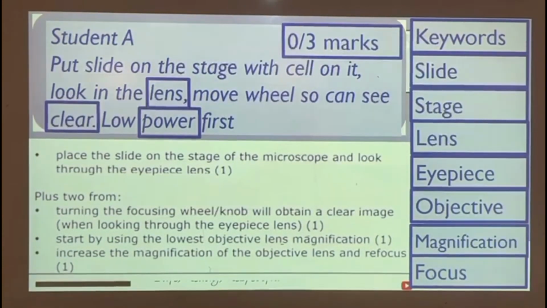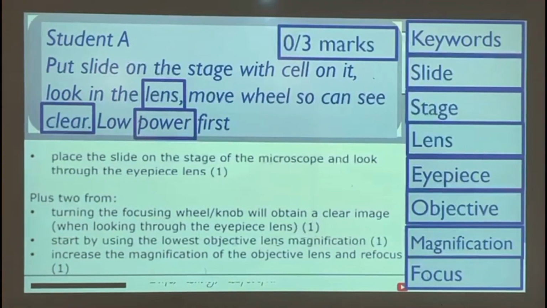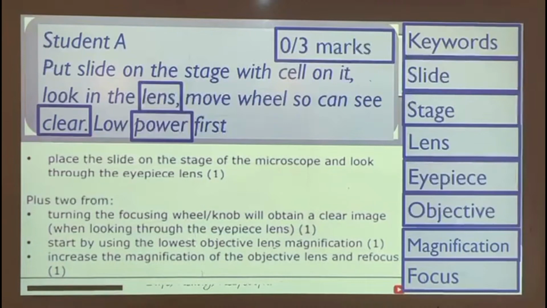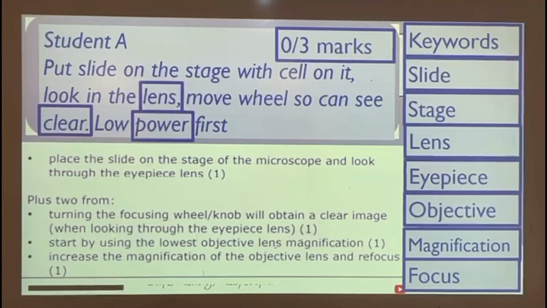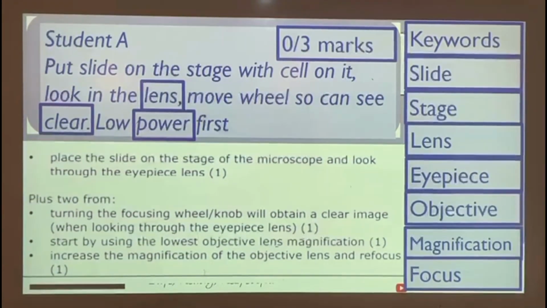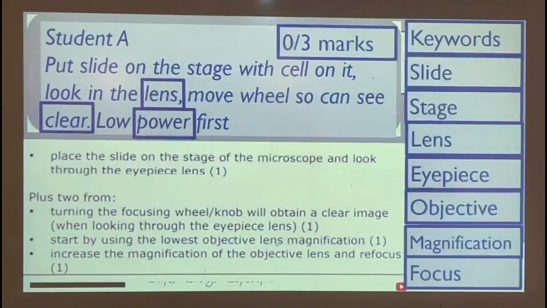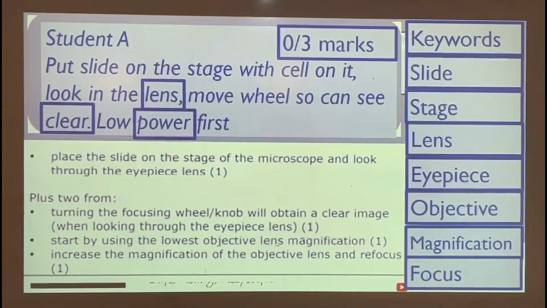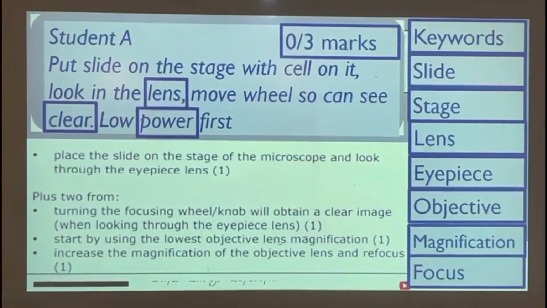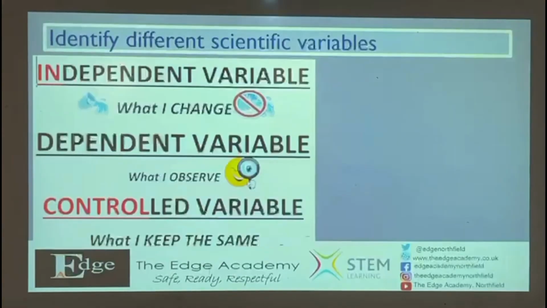And finally, they've talked about low power, but can you think about how they need to change that to get the third mark? Hopefully you've realised that they need to use the word magnification, and they need to talk about the magnification being low, and if they choose that, they would have got 3 marks out of 3.